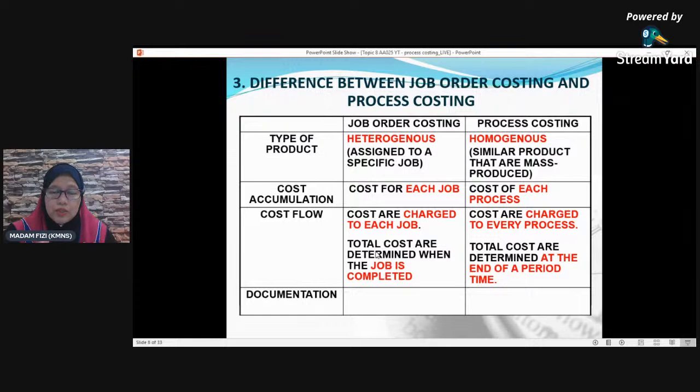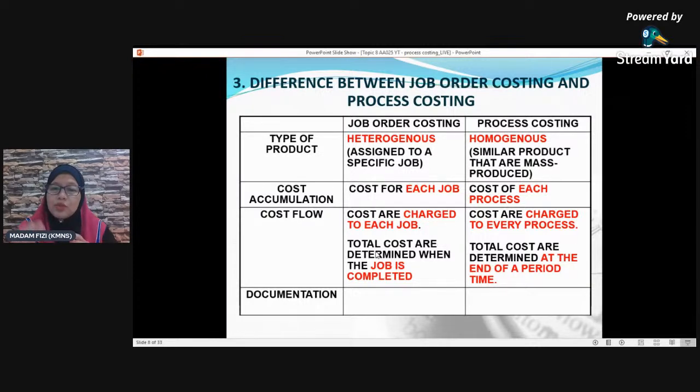Maksudnya, masa kita buat job order costing dulu, dia ada beberapa job. Satu company tu ada beberapa job. So, the costs are charged to each job. Different job, different cost. And then, bila dia akan charge? After the job is completed. Itu job order costing. But for process costing, costs are charged to every process. Maksudnya, untuk buat satu produk, dia mungkin ada 2 atau 3 proses.